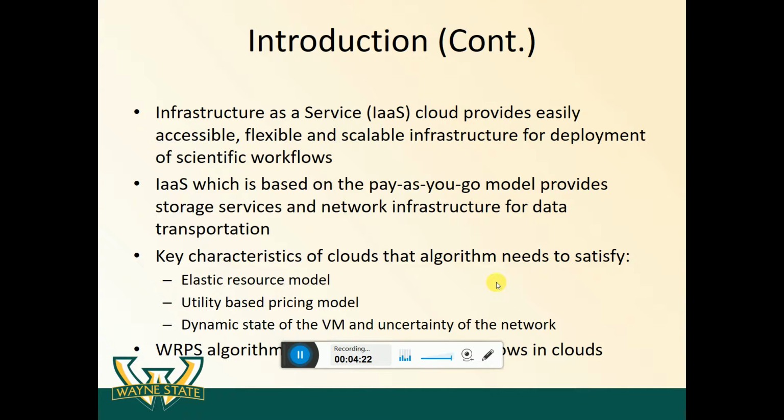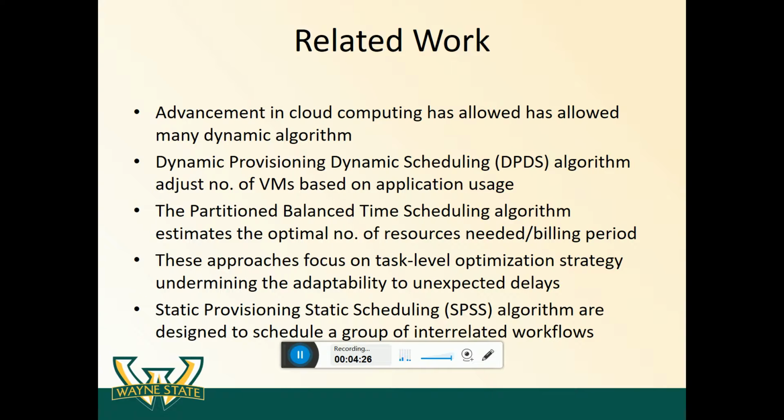Now let's look at the related work in this field. Advancement in cloud computing has allowed many dynamic algorithms and made them capable of adapting to changes in the environment. The dynamic provisioning, dynamic scheduling algorithm, also known as DPDS, adjusts the number of VMs based on application usage. The partial balanced time scheduling algorithm estimates the optimal number of resources needed per billing cycle period so that a deadline is met and the cost is minimized. These approaches focus on task-level optimization strategy, undermining the adaptability to unexpected delays.